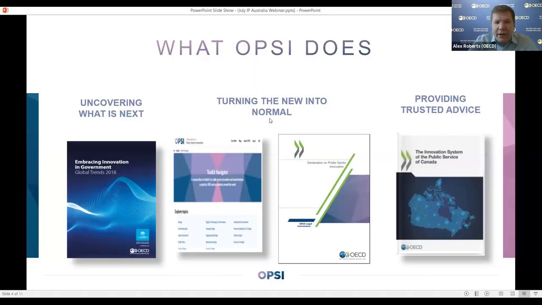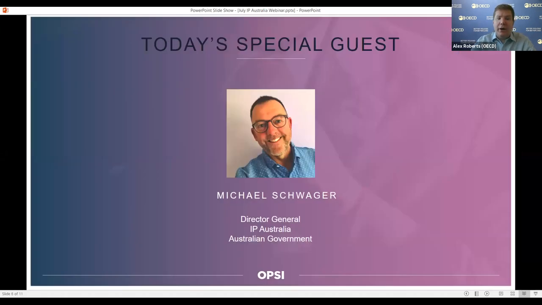So just quickly, for those who might not be very familiar with us at the Observatory of Public Sector Innovation at the OECD, we focus on three broad things. We look at uncovering what is next, and just last week we released our mini trends report on innovative COVID responses by governments around the world. We also look at turning the new into the normal, so how do we embed promising practices? We've provided a draft primer recently on rules as code, which explores some of that. And we try and act as a source of trusted advice for governments on how to take a deliberate and consistent approach to innovation.